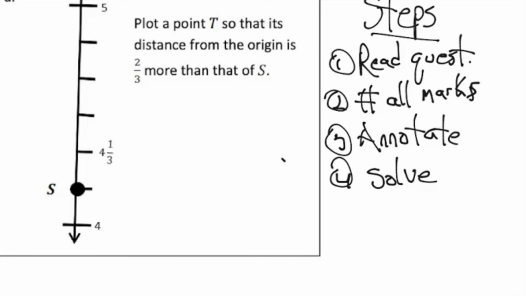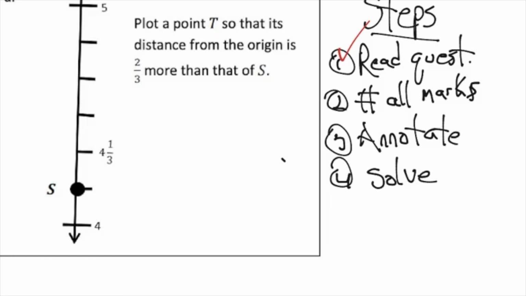Last one for this set. Step 1, plot a point T so that its distance from the origin is 2/3 more than that of S. Okay, this has more information than the last questions. Let's take our time. So we're still going to follow the same steps.